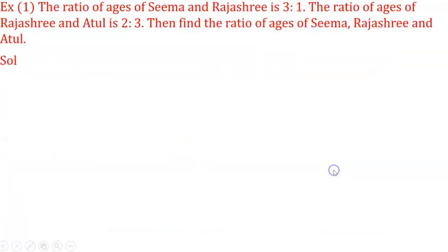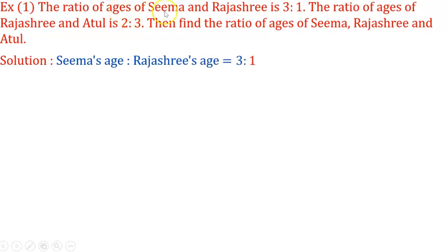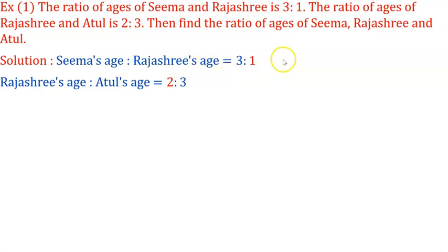Now first example. The ratio of ages of Seema and Rajashree is 3 as to 1. The ratio of ages of Rajashree and Atul is 2 as to 3. Find the ratio of ages of Seema, Rajashree and Atul. Now the solution. Seema's age to Rajeshri's age is 3:1, the ratio. Rajeshri's age to Atul's age is 2:3.